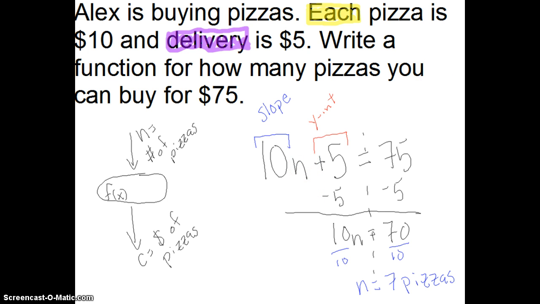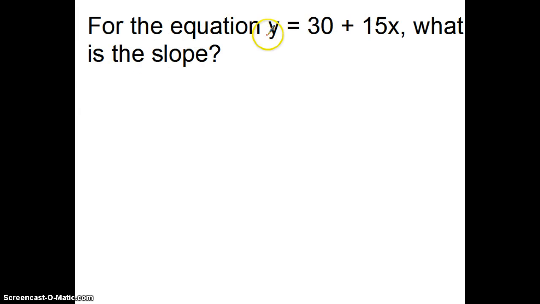Now the letters that I use for that are m here, so that's m times the number of pizzas, plus the y-intercept, I use the letter b. Okay, so the function was 10 times the number of pizzas plus 5 equals 75. Let's use that to make some other calculations. For the equation y equals 30 plus 15x, what was the slope?